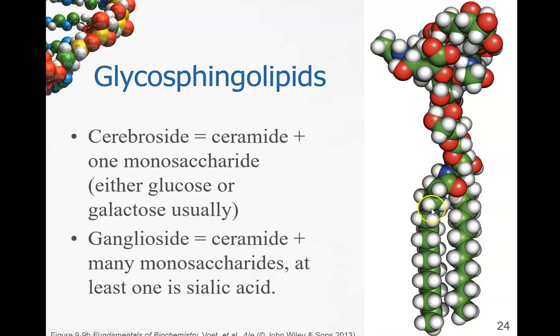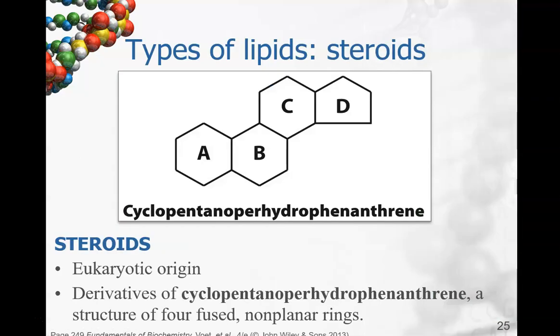Again, we still have two nonpolar tails and a fairly large polar head group, and you can tell by their names, cerebroside and ganglioside, that these kinds of glycosphingolipids are common in nervous system tissue.